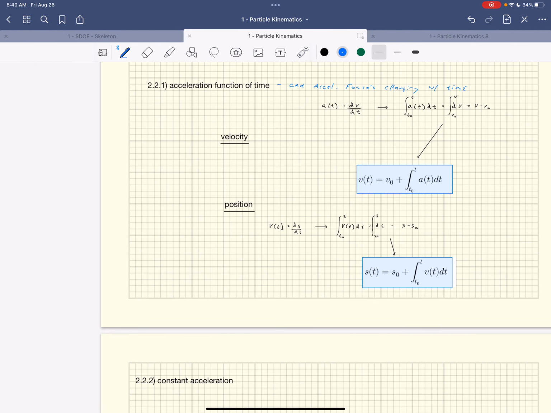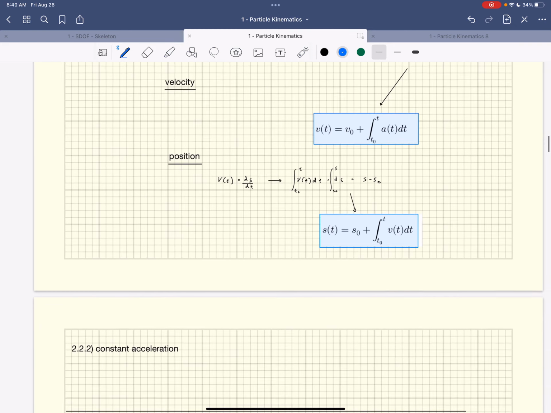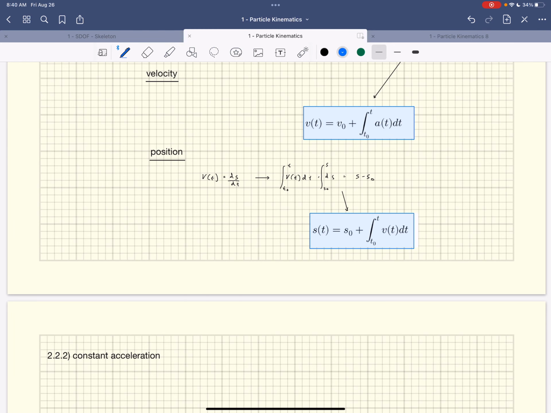Let's review. That process only works when acceleration is a function of time. If you have acceleration as a function of position or velocity, that doesn't work. And so time and time again, we'll have students come in to the help center or to my office and say, I can't get this right, I get the wrong answer. And it's because of that. It's because you're assuming this.